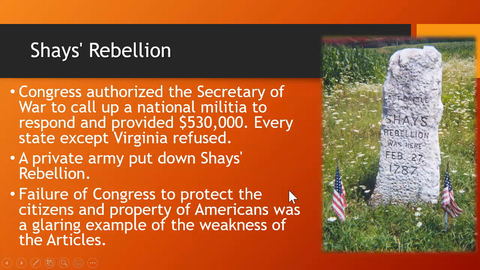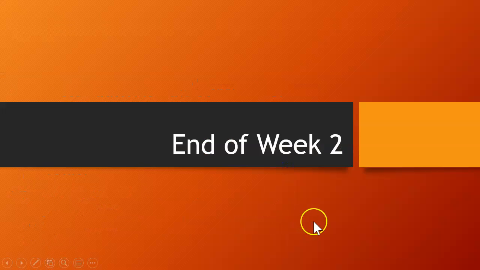But it showed the people, and especially the government, that when there's armed rebellion in the country, we don't have any way of putting that down. That's not good. There could be open rebellion in the entire United States, all 13 states, and we wouldn't be able to do anything about it. So that's when they realized, maybe we should change the government a little bit.